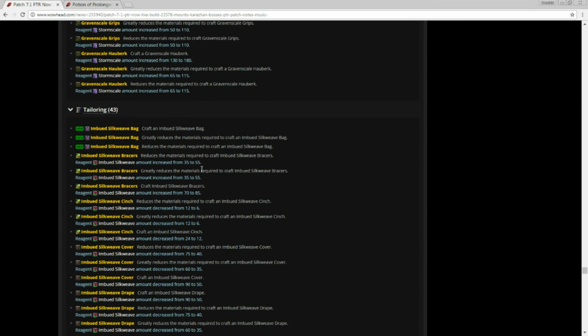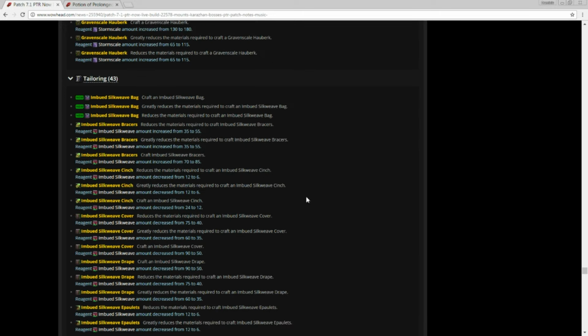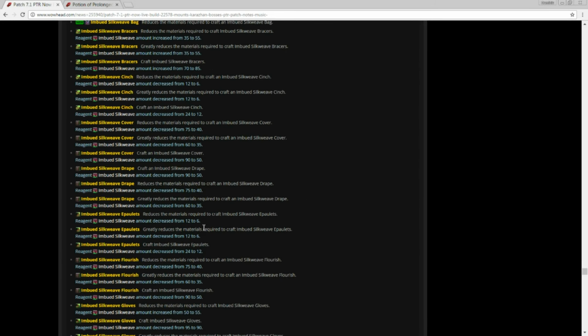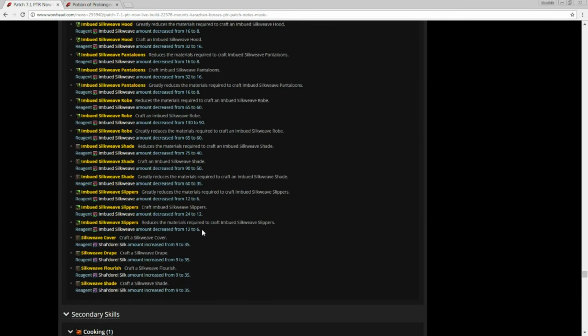For tailoring, of course, there's going to be the new 30 slot bag. I know a lot of people are stacking up on silk for this 30 slot bag. This 30 slot bag is, of course, going to be a lot easier to make than a hexweave bag, so these 30 slot bags are probably going to be selling a lot better. The increase in the amount of imbued silkweave for the bracers, of course, is the Obliterum Forge requirement, and they are decreasing the amount of imbued silkweave for nearly everything else. They are increasing the amount of silk for the back pieces, but that's about it.